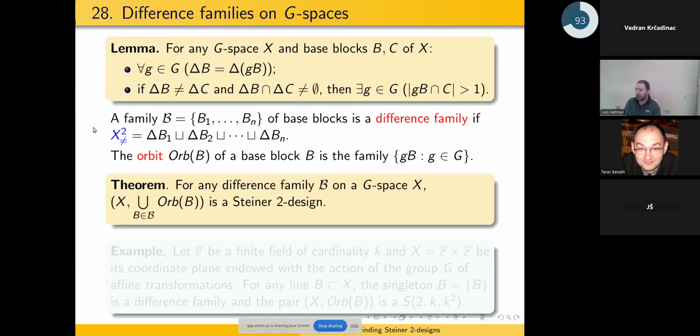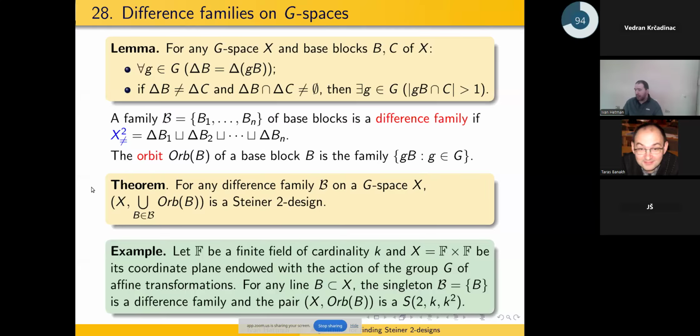And very similar to the theorem: for any difference family B on a G-space X, the pair that consists of X and the union of all orbits is a Steiner 2-design. So again, the similarity.